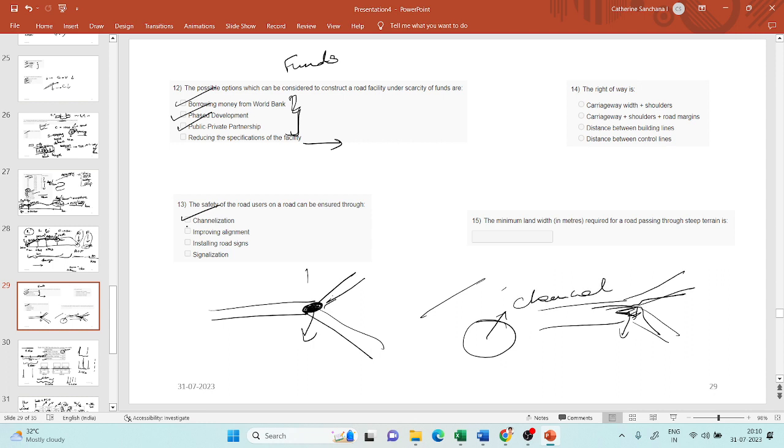Okay, so either you can give channelization for safety of the road users, or you can improve the alignment, or you can install road signs, or you can give a signalization. So road signs is just guiding the traffic, saying that this is ahead of you, be careful, or stop, or go slow. So road signs will guide you, whereas signalization controls you. So when you see a signal, you do not have an option. You just have to follow the signal. So by either of the two ways, you can ensure the safety of the road users.